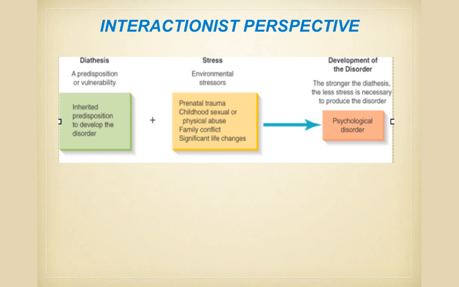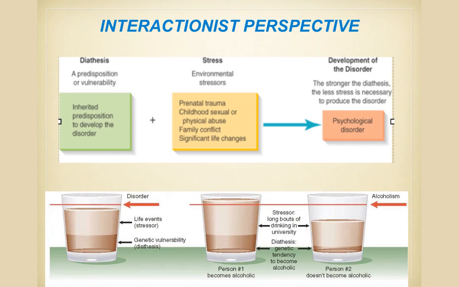The leading interactionist model is the diathesis-stress model, and it posits that some people have a predisposition towards particular disorders. Whether these disorders actually develop has a lot to do with the circumstances and stresses they find themselves having. This example is to show you that on the left, the diathesis, or the genetic vulnerability, is the darker brown at the bottom of the glass. The stressors, life events, are the next shade of brown, and at the top the red line indicates whether or not a disorder materializes.